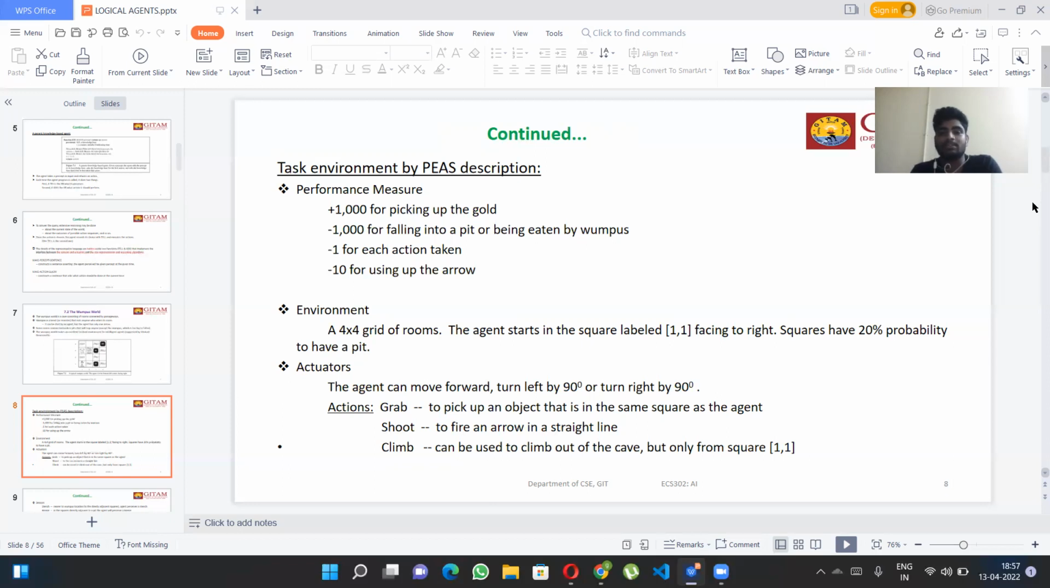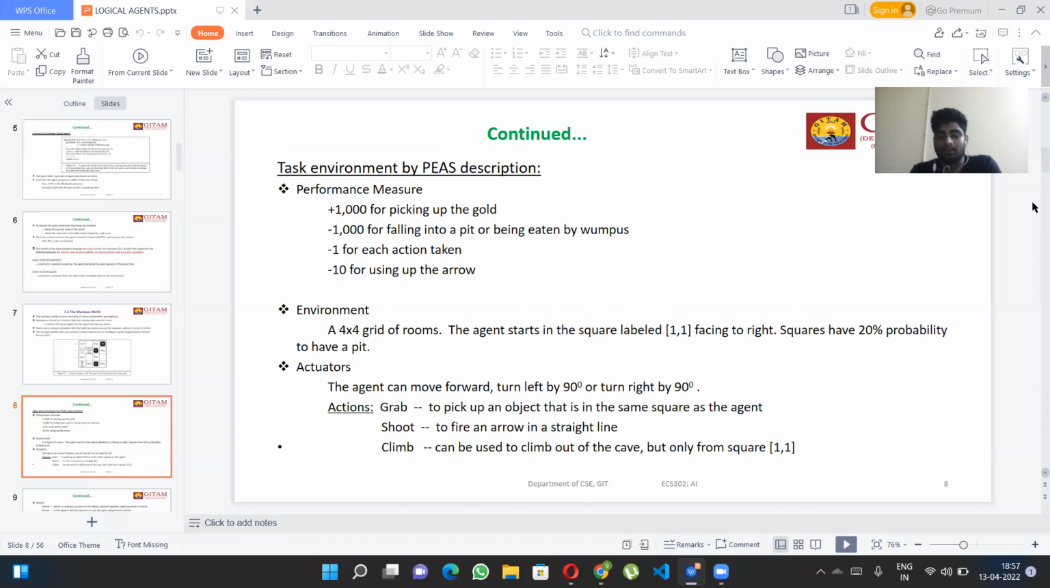The next topic is environment. There will be a 4 by 4 grid of rooms, which consists of 4 rows and 4 columns. In that, the agent starts in the square 1,1, facing right. Squares have a 20% probability of having a pit.